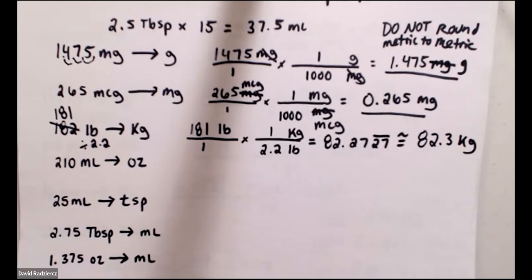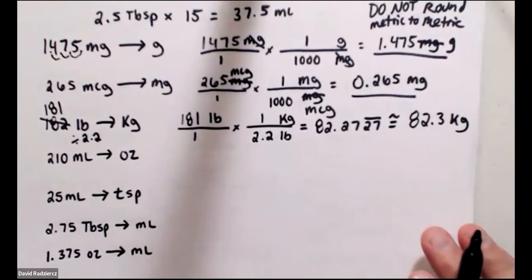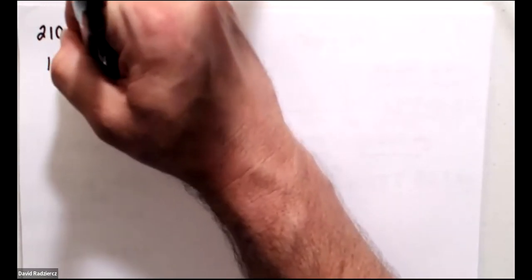All right. How about milliliters to ounces? So what I'm going to do is I'm going to get another sheet here. So I want to convert 210 milliliters to ounces. So before I do that, I need to remember that 1 ounce is equal to 30 milliliters. So you need to know that.